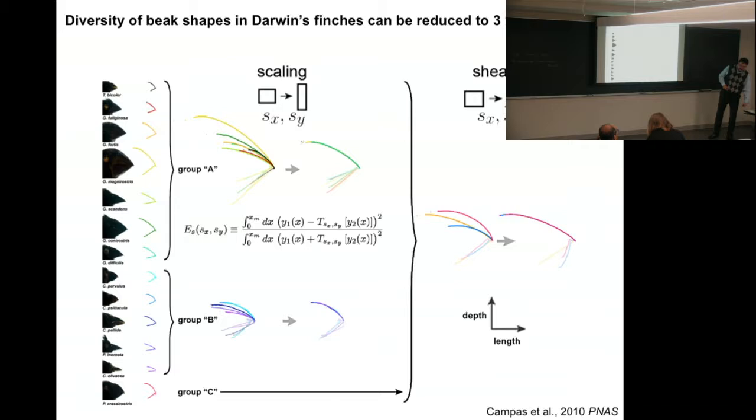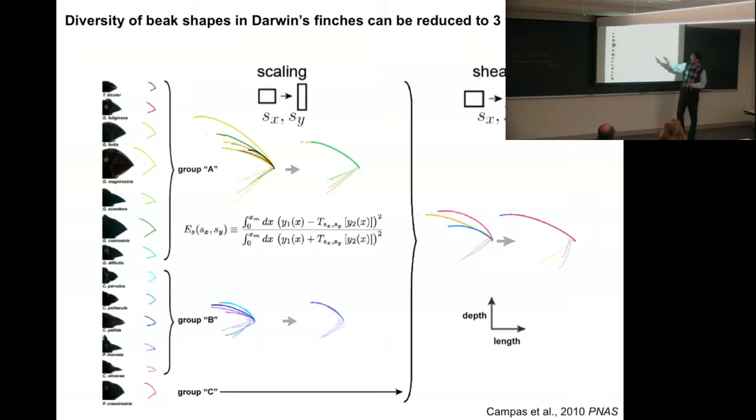So one of the early things we did, in collaboration with Michael Brenner here at Harvard, was to apply affine transformations to see how the beaks, as two-dimensional shapes looking from the side, relate to each other. Affine transformations were so dear to D'Arcy Thompson himself, because he believed that affine transformations such as scaling, shear, rotation and so forth could explain a lot of biological shapes.